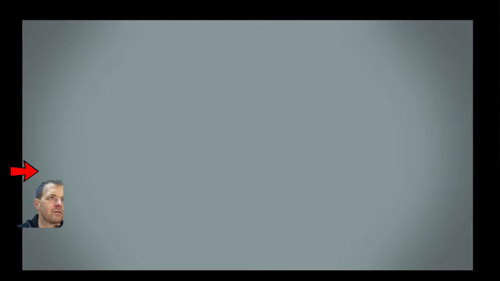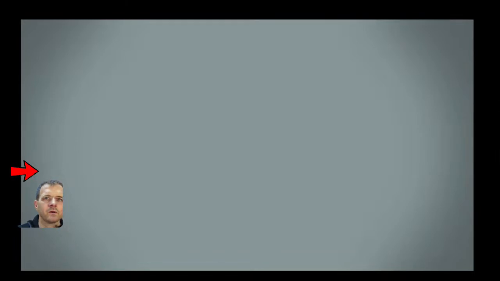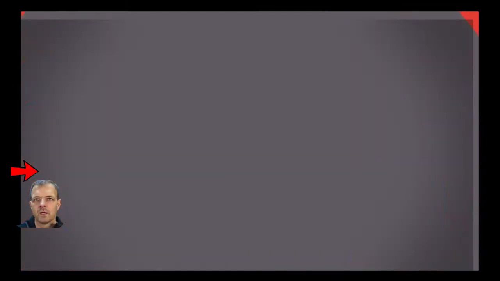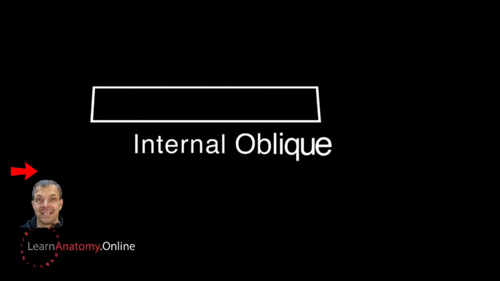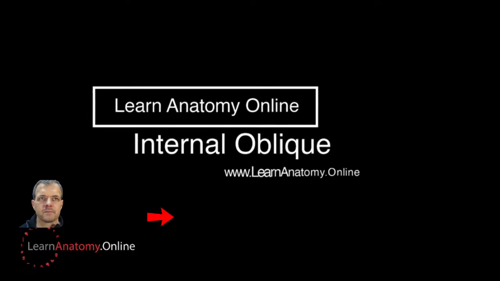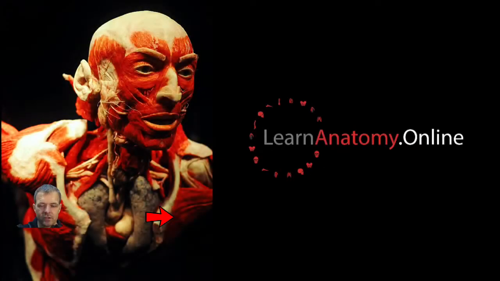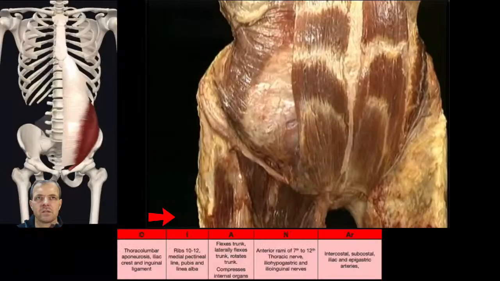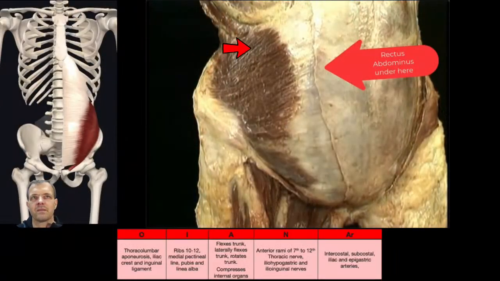So let's have a look at this one, if I can find it again. We want that one. Okay, so this is the internal oblique. And this is that next layer up. Okay, so we just had a look at the deepest layer. This is the one in the middle, the internal oblique. And there it is there.